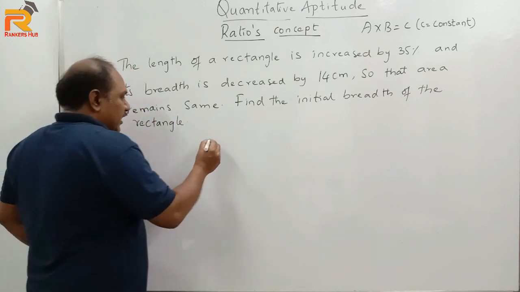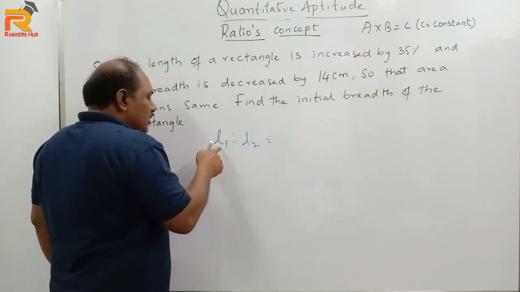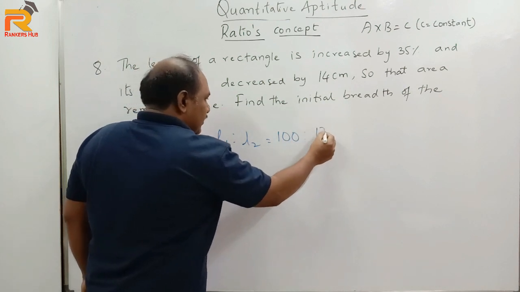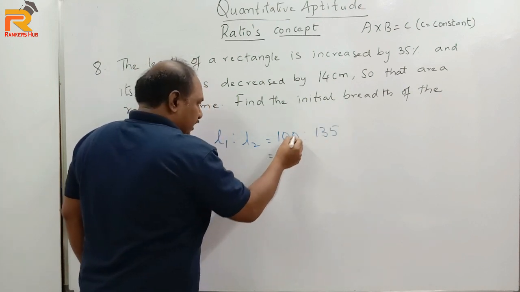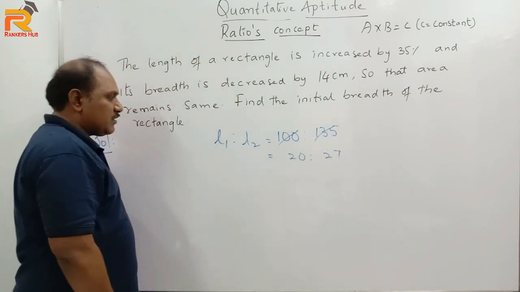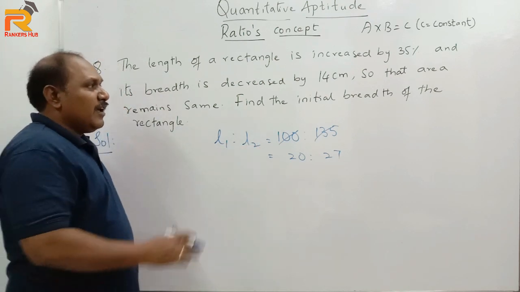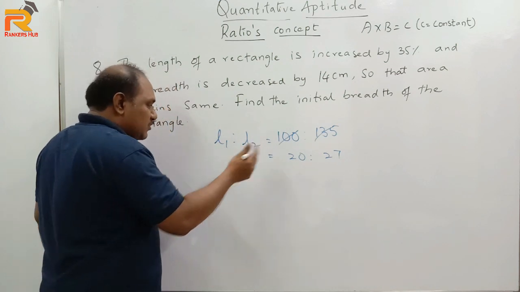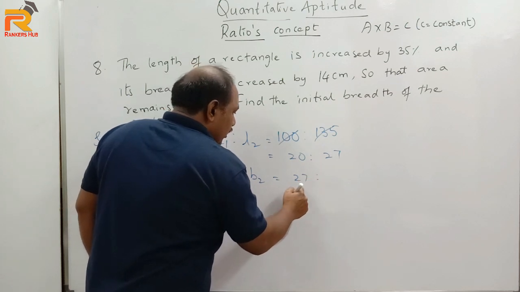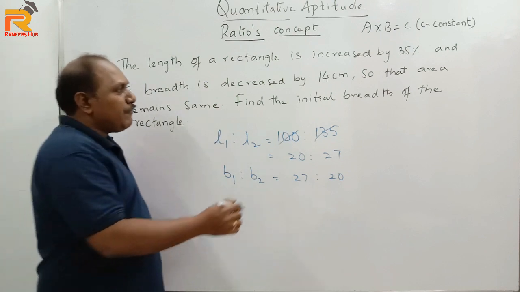So here we are given that length of the rectangle is increased by 35%. Because I do not know the initial length, I take it as 100. So the new length should be 135. So ratio, 5 20s, 5 27s. So the lengths of the rectangle are in the ratio of 20:27, and when area is same, that is area is constant, definitely the breadth of the rectangle should be in the ratio of 27:20. Now here breadth is decreased by 14 centimeters.